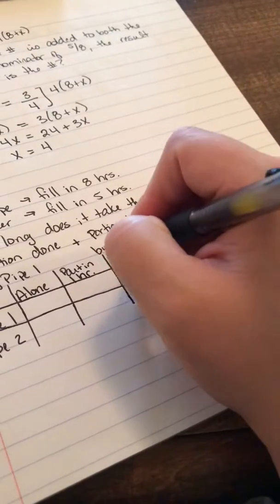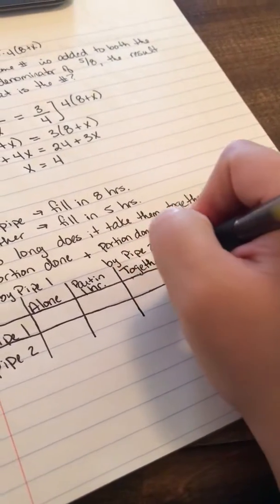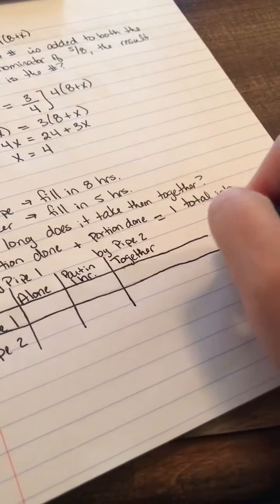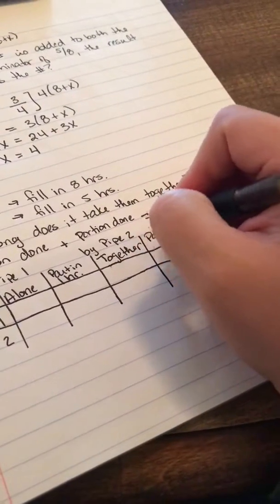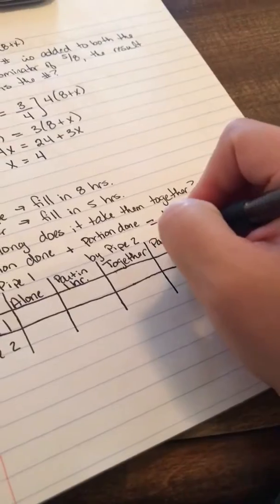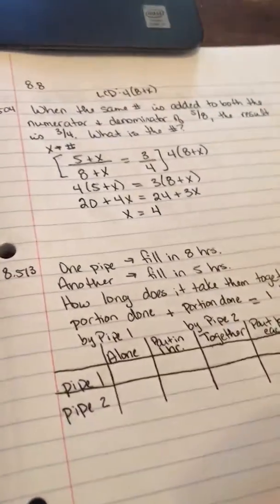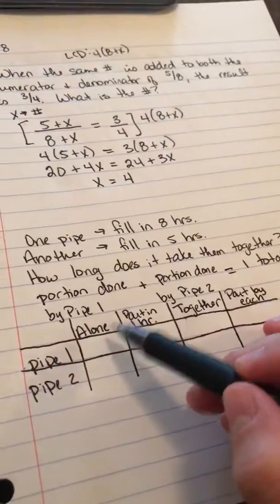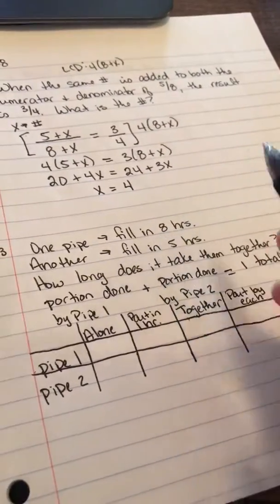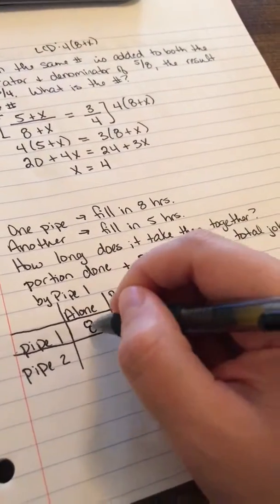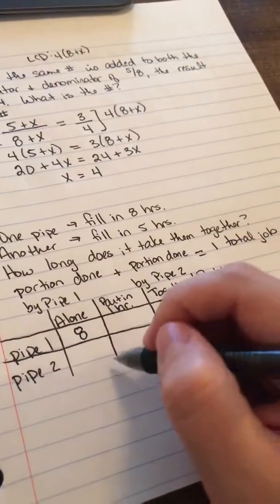Together, it's going to take them so long, and then that tells you the part or portion by each. So when I fill in these numbers, it makes sense. So pipe 1 alone can fill up this, we'll say it's a pool, whatever it is, in 8 hours. So alone, it takes pipe 1 8 hours, and pipe 2 5 hours.